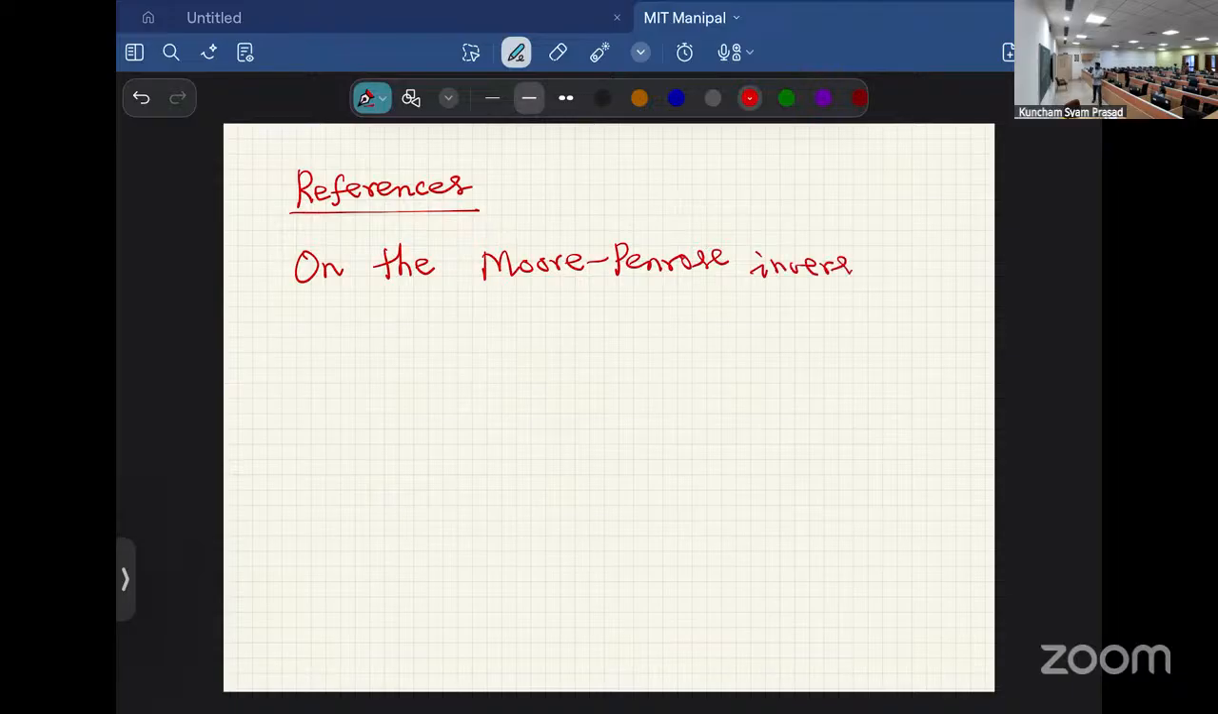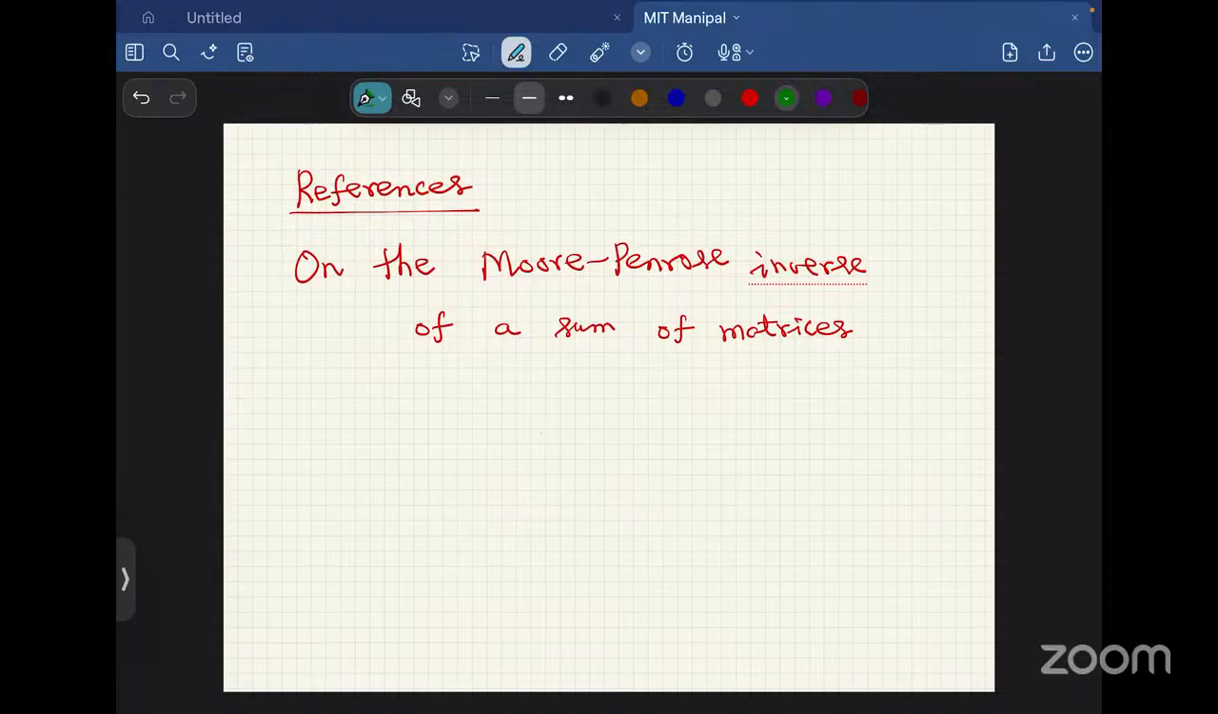I have a question. Let's say we have a rectangular matrix and we talk about its singular values. What is the connection to the Moore-Penrose inverse's singular values? Is there any connection between those of A and A dagger?